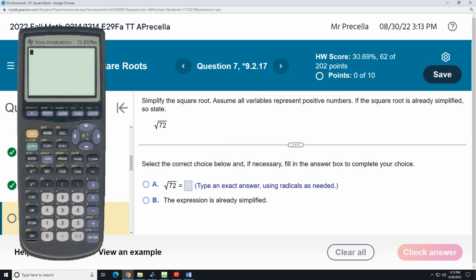Oh, look, by getting that question right, notice our score's gone up to 30.69. And students always ask, what is this thing here, the little asterisk? This problem just came from a different textbook. That's one thing about my lab. It doesn't really matter what book you're using.